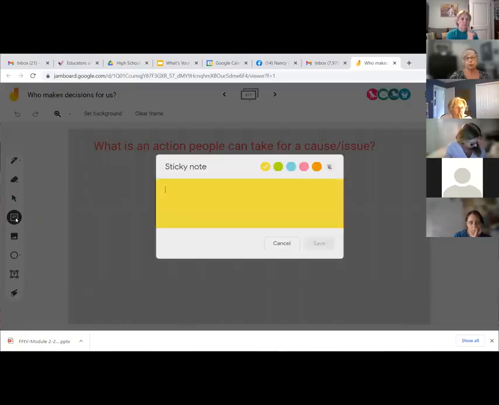What I'd like you to do is take one of the sticky notes by just clicking on it. And what I would like you to write on the sticky note is your personal most important issue today.